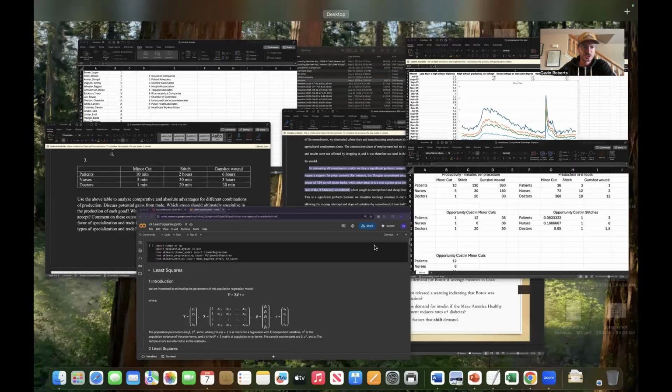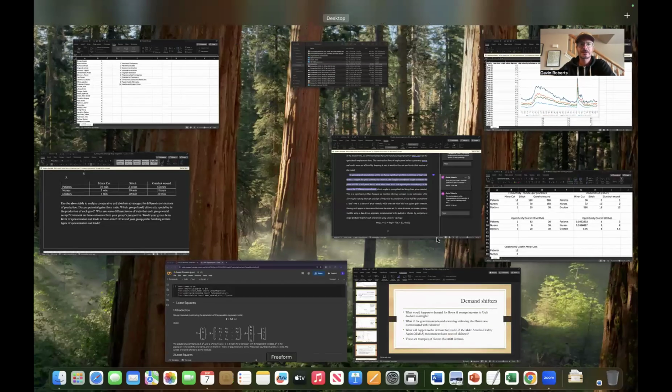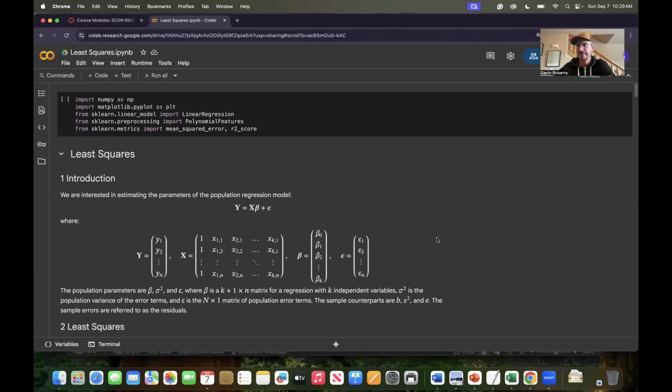Hello, everybody, and welcome to the third lecture of Econometrics for Data Science, where we will be talking about the least squares, or just least squares.